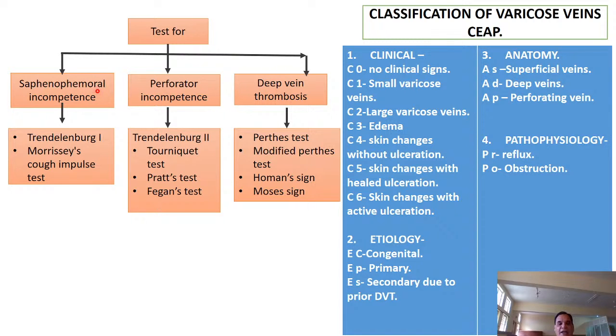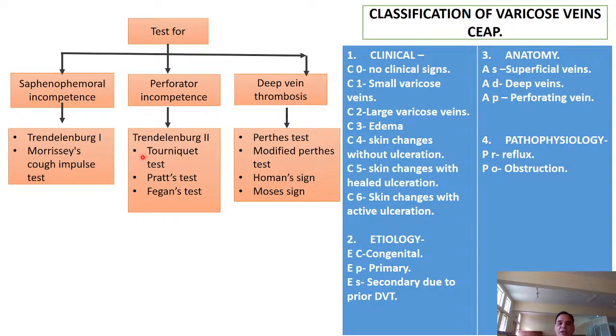So what are the clinical tests for saphenofemoral incompetence? Very simple. Remember for practical. Trendelenburg 1, Morris's cuff impulse test. This shows saphenofemoral incompetence, that means the blood is coming from above to below. Next, perforator incompetence. Here you have to identify which perforator. This test is called Trendelenburg 2. One is for saphenofemoral incompetence, two is for perforator incompetence.